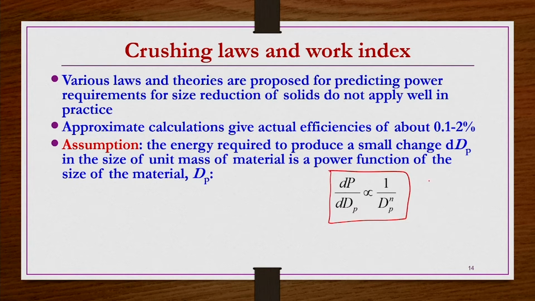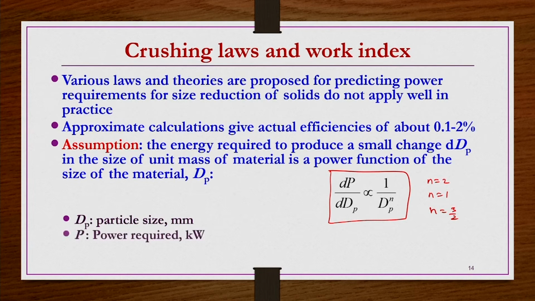If you take n equals 2, you may get one law. If you take n equals 1, you may get another law. If you take n equals 3 by 2, you may get another crushing law. So different crushing laws are generalized by this particular assumption. Here dP is particle size, which is in mm, P is power requirement in kilowatts, and m dot is the mass flow rate, which is in tons per hour. Now we take each of these crushing laws one by one.